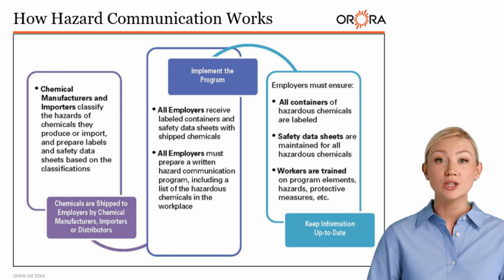How hazard communication works. Chemical manufacturers and importers classify the hazards of chemicals they produce or import and prepare labels and safety data sheets based on the classifications. Then chemicals are shipped to employers by chemical manufacturers, importers, or distributors. Next, all the employers receive labeled containers and safety data sheets with shipped chemicals. All employers must prepare a written hazard communication program, including a list of hazardous chemicals in the workplace.